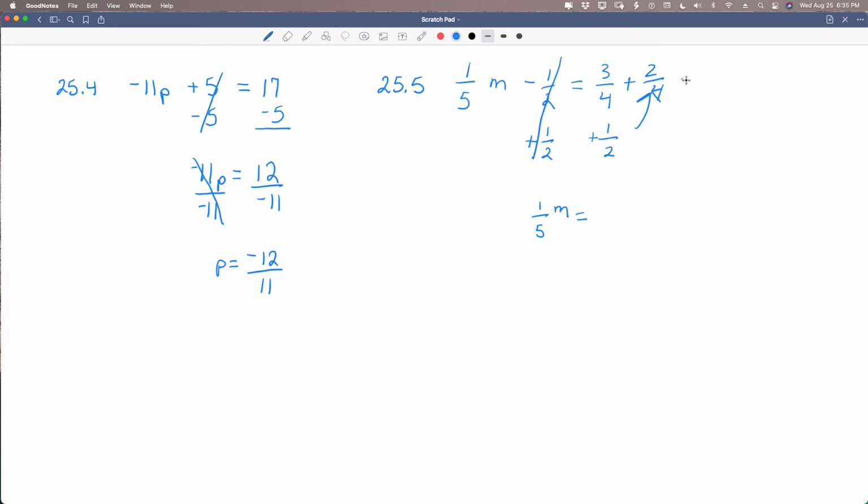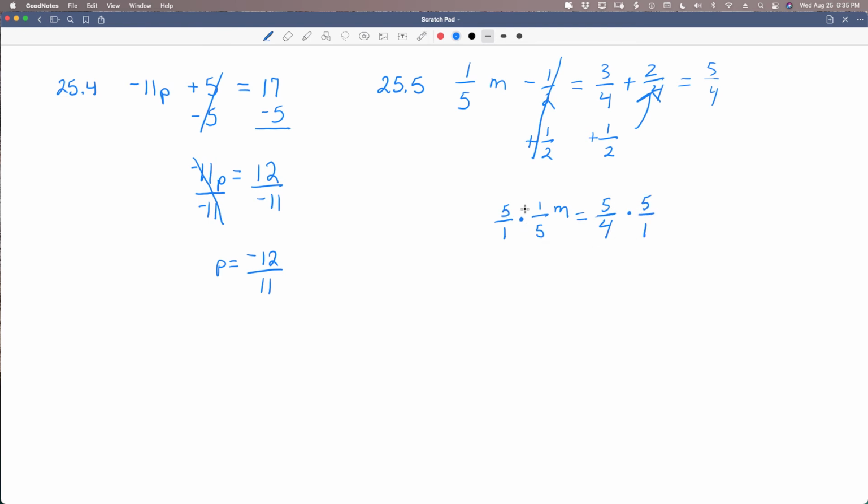So now we can add them together, and that's going to give us 5/4, and that's what we'll put here, 5/4. Now, when we have a fraction with a variable, the way we get rid of that fraction is to multiply by the reciprocal of that fraction. So we flip it and multiply, and we do that to both sides. So we're going to say 5/1 times this, and we'll do the same thing over here. 5 over 1 times this.